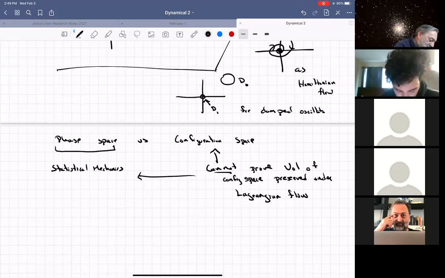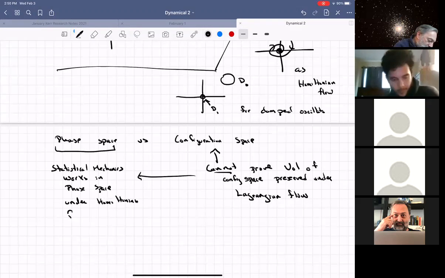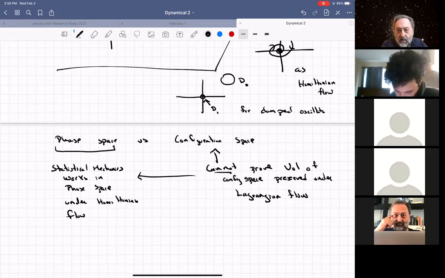And because of this, statistical mechanics works in phase space under Hamiltonian flow. So the type of system that you would worry about, where you would consider an ensemble of possible initial configurations, is fundamentally a thermodynamical system.